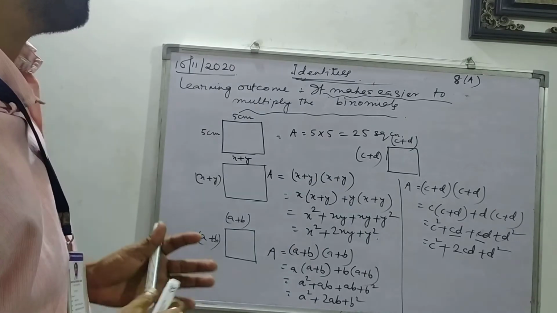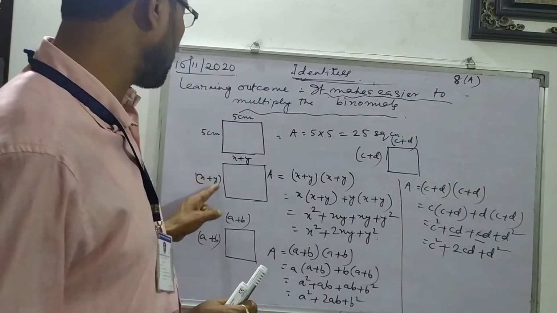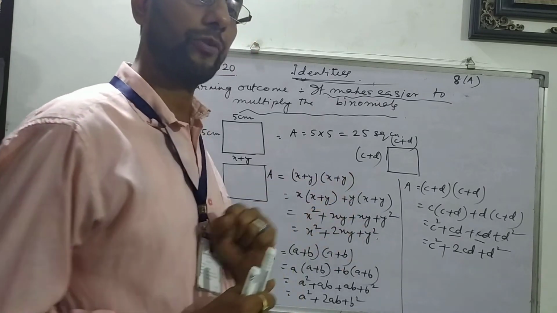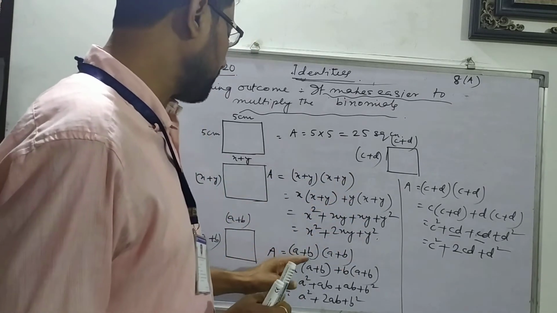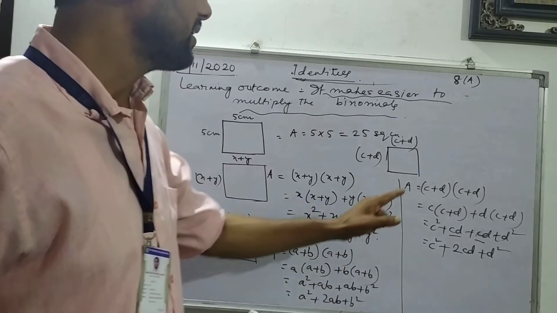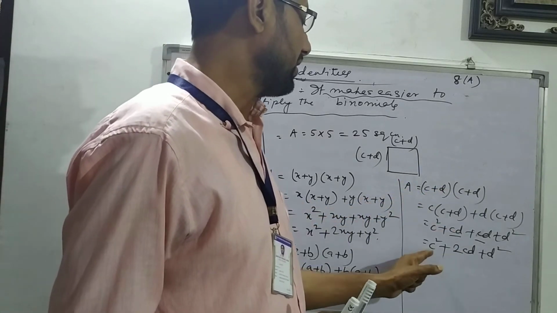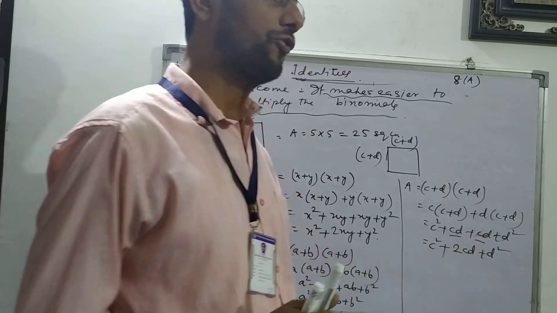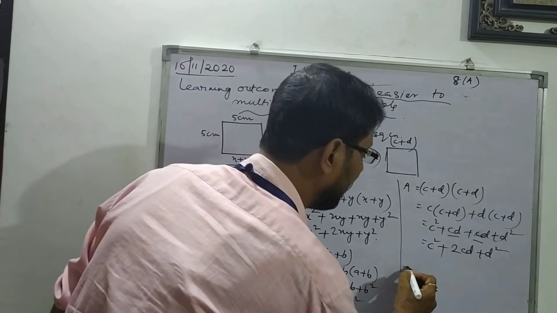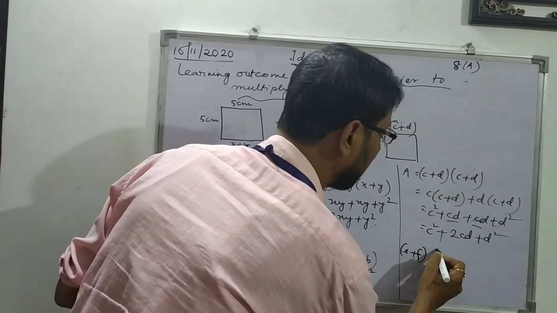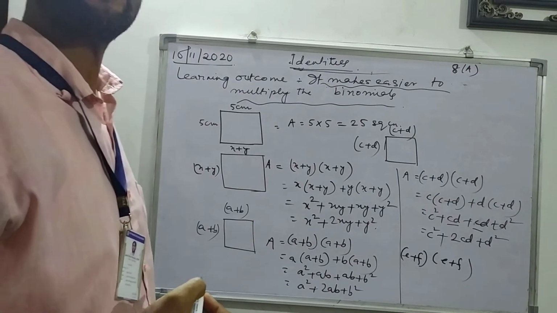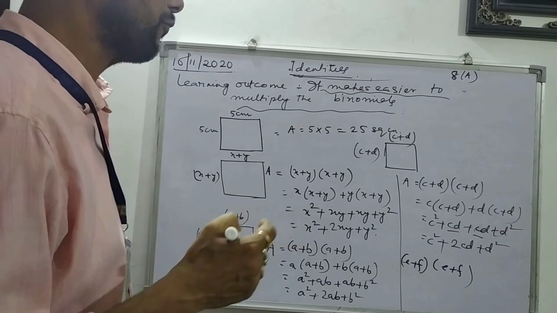So students, see here what we observe. X plus y into x plus y, I got x square plus twice xy plus y square. A plus b into a plus b, I got a square plus twice ab plus b square. C plus d into c plus d, we write c square plus twice cd plus d square. Now, without doing multiplication, can you find e plus f into e plus f? Can you find it, students, without doing multiplication? Of course we can find it.